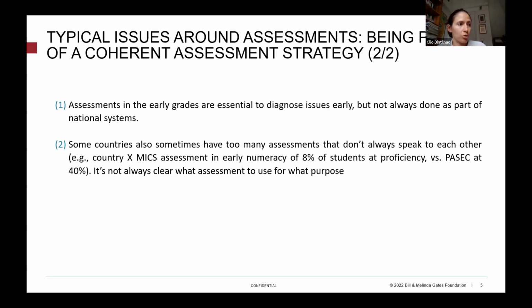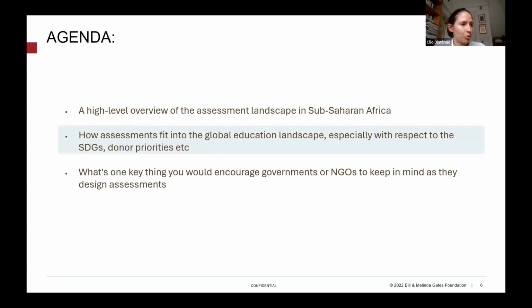So you have examples sometimes of countries, and I won't mention the name, that may have a MICS and a PASEC assessment. But if the two types of results don't speak to each other or are not analyzed, it's not always very useful to have many assessments, especially because in the early grades, sometimes the administration takes a lot of effort, and it's probably more important to use the data well as opposed to having many different types. So these are some thoughts, and I'd love to have the feedback of the group because you all are assessment experts and will have useful feedback on this overview. But let me shift now to the global perspective.